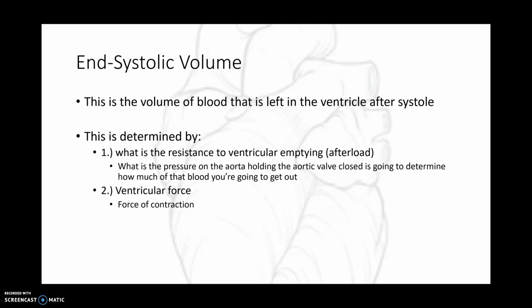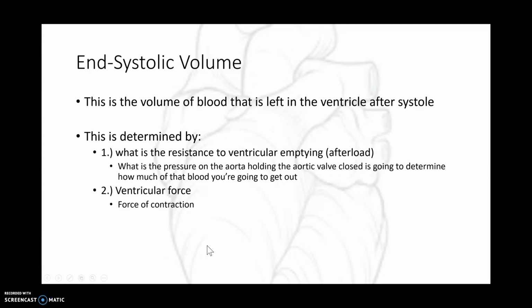Okay, so with end systolic volume, the definition is the volume of blood that is left in the ventricle after systole, right? So we just talked about that. This is determined by, one, the resistance to ventricular emptying, so our afterload, and remember average afterload at rest is about 80 millimeters of mercury. That is the pressure on the aorta holding the aortic valve closed, and it is going to determine how much blood you're going to get out, right? And two, ventricular force, which we're talking about here, the force of contraction.